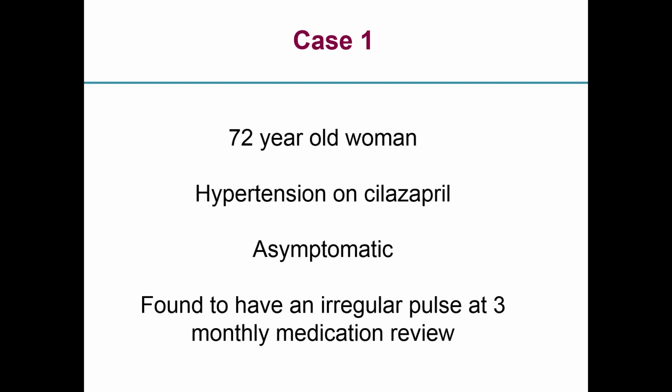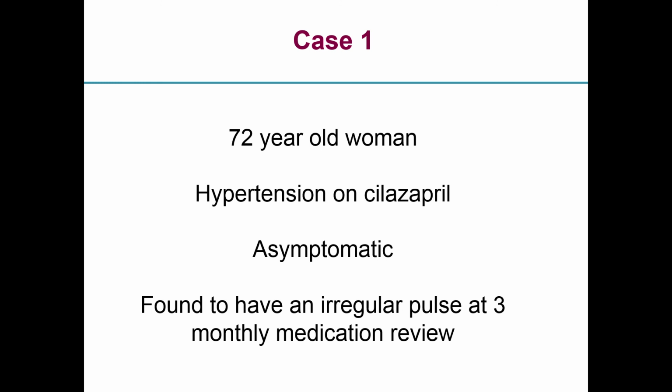So the first case is a 72-year-old woman. She has a history of hypertension. She's on treatment with Cilazapril, and she's feeling fine when she comes to see you for some other reason, but you find that she's got an irregular pulse. So the question is, what are the next steps? Obviously, an irregular pulse could be due to atrial fibrillation. So what are the steps that need to be taken, and what do we need to think about?